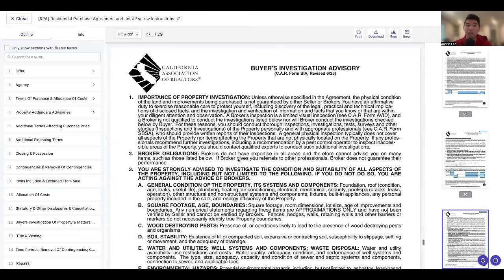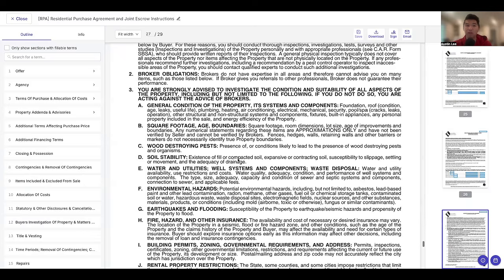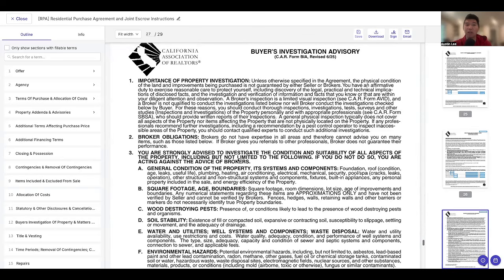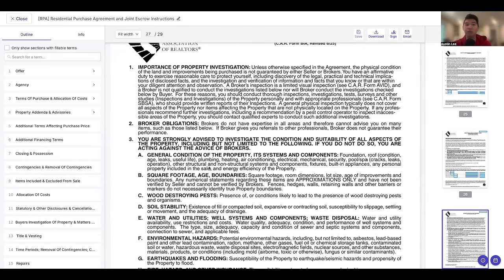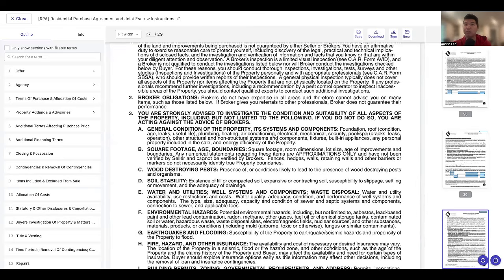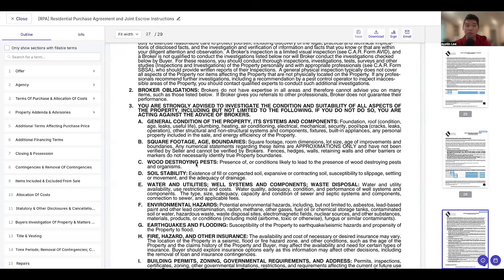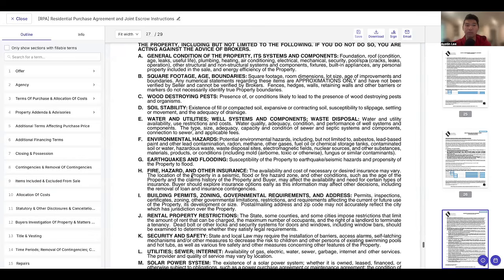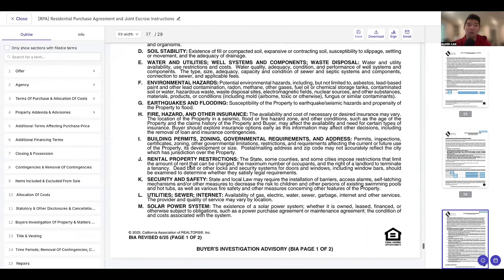Buyer investigation advisory. This is pretty much you as a buyer. It's your responsibility to really inspect the whole property, not only the property itself, but also certain features of the property, like the square footage. You can see this covers wood destroying pests, termites, soil stability, environmental hazards. Most of the stuff the sellers here in the Bay Area will provide in disclosures, so just make sure you read this carefully.